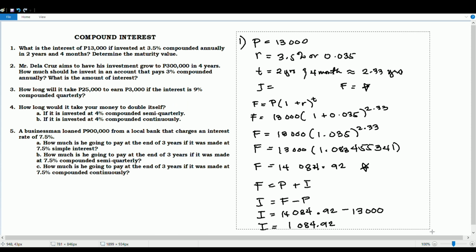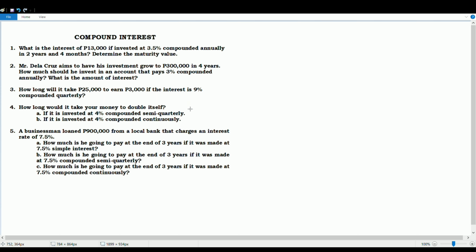So we have item number 2. Mr. De La Cruz aims to have his investment grow to 300,000 pesos in 4 years. How much should he invest in an account that pays 3% compounded annually? What is the amount of interest? So let's identify first the different values of the variables.